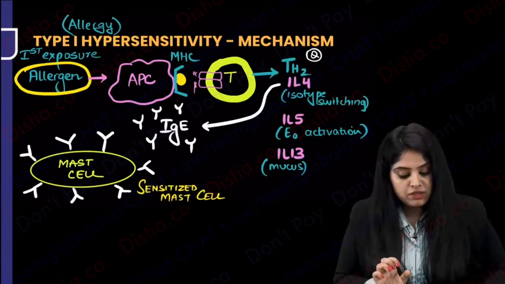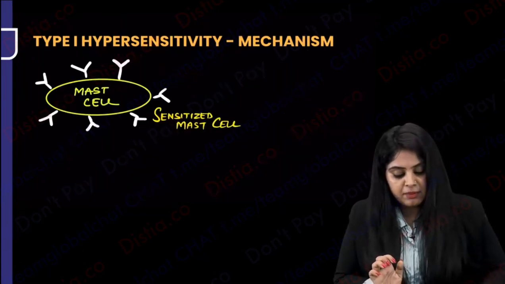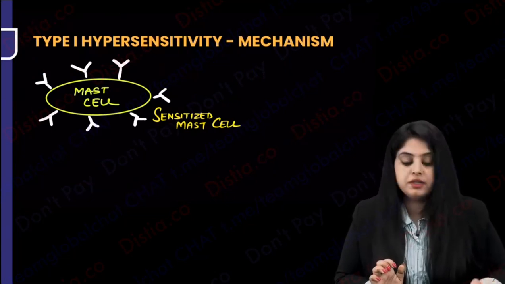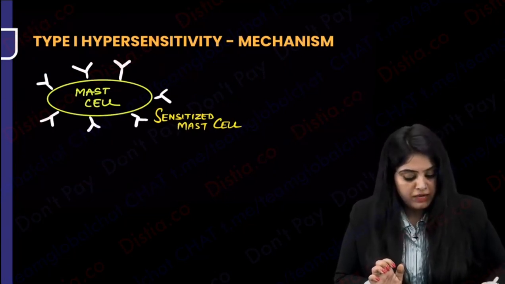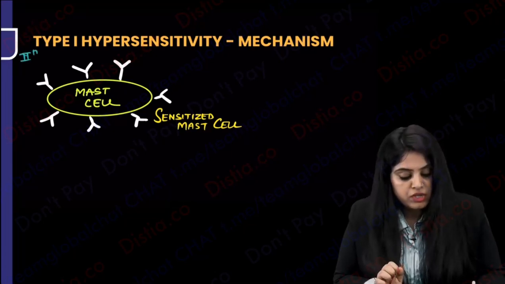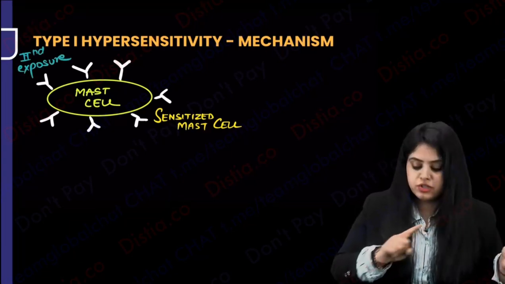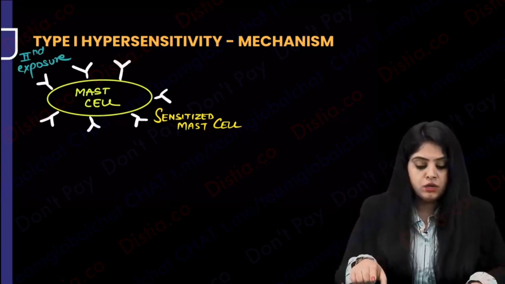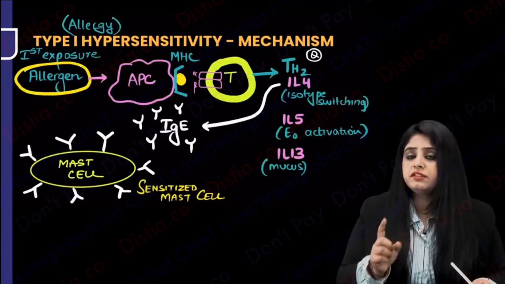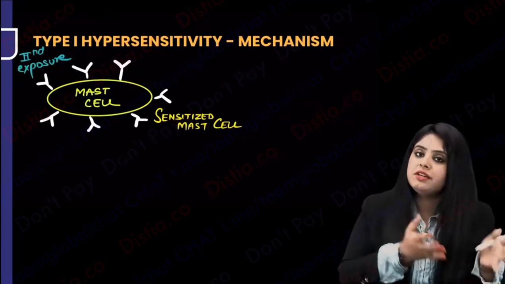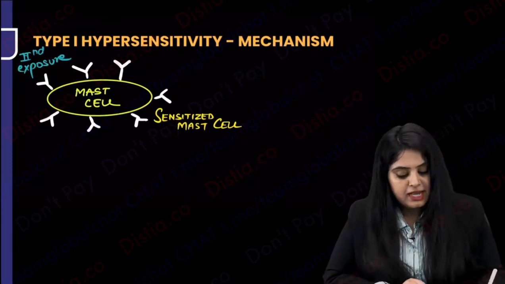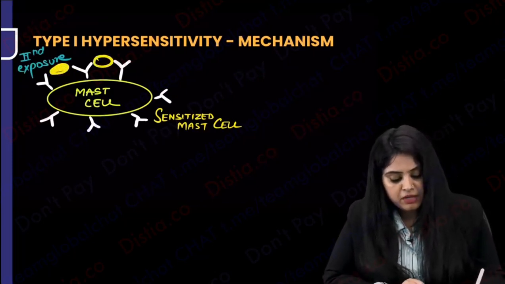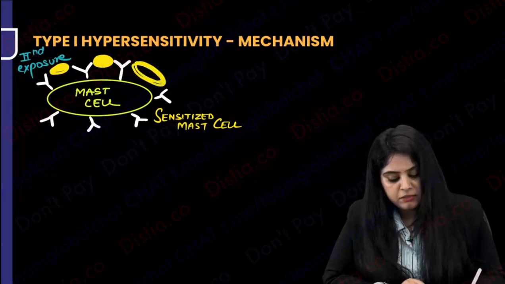So now imagine when this comes the second time, I'm going to paste the same thing over here. Have a look at this. Now, when your second exposure happens, second time the same allergen comes, will the allergen go through that entire process again? No, the allergen will not go through that entire process again. Now, the second time the allergen will already find the sensitized mast cell and will just go and bridge the gap. It will go and sit between the gaps. That is what it's going to do.